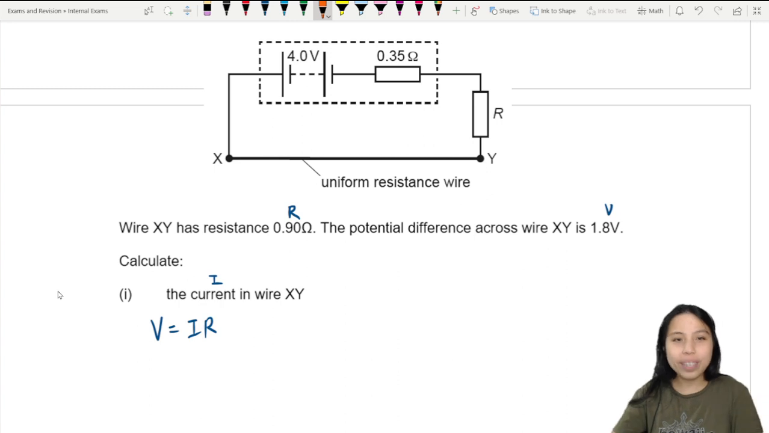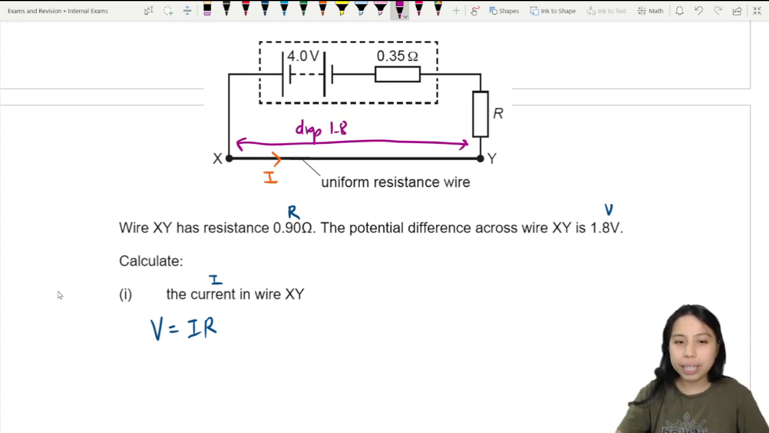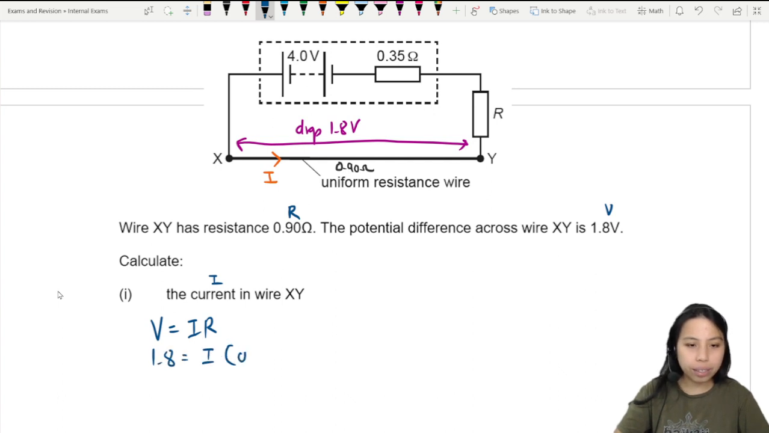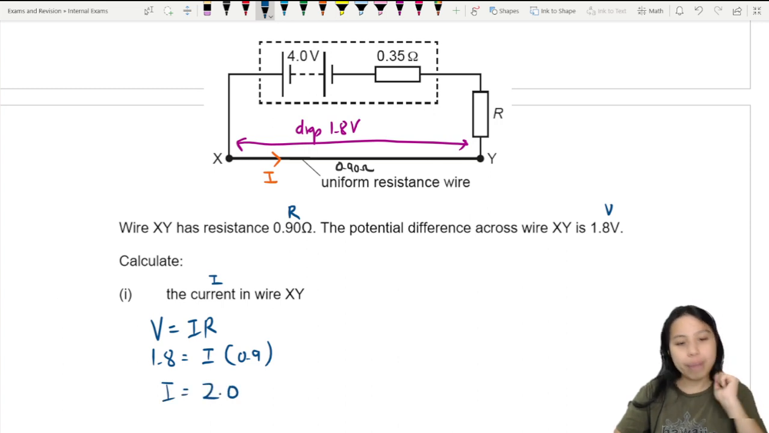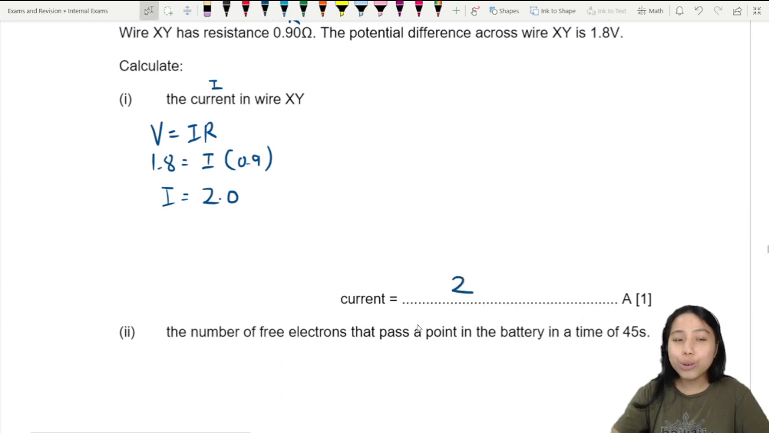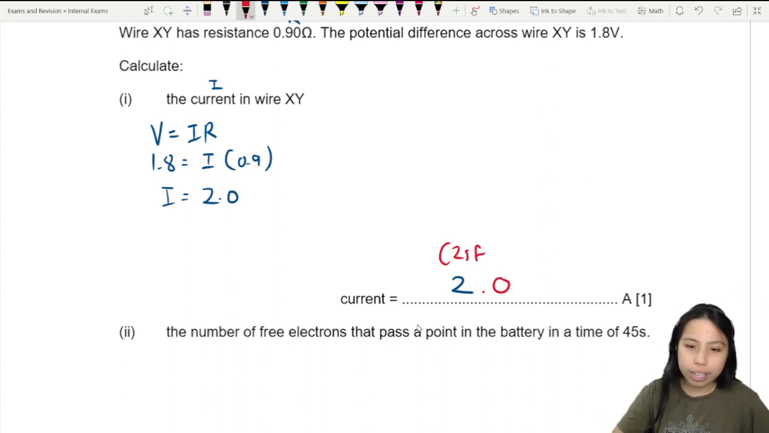Now, you have to know what you're VIRing. A lot of people simply VIR. This is the current you're trying to find. Potential drop means from one side to the other, you lose the amount of energy represented by 1.8 volts. Of course, you have a 0.9 resistance. So let's plug everything in: 1.8 over 0.9. So you get 2 amps, 2.0 amps. Must remember to put your 2 SF here.